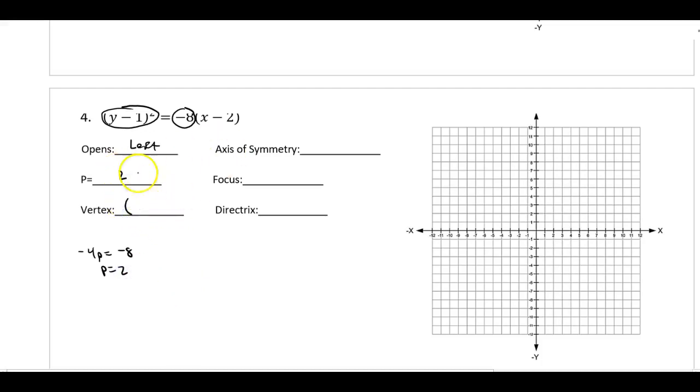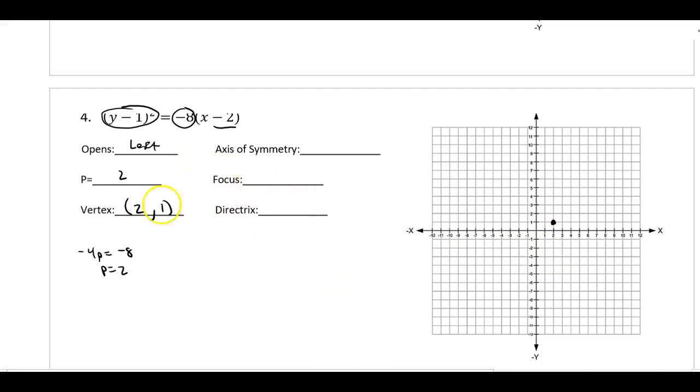My vertex, remember, it's x minus h, so that's got to be the x coordinate of my vertex. The opposite of negative 2 is 2. The opposite of negative 1 is 1. So I'm going to go ahead and plot my vertex at (2, 1).